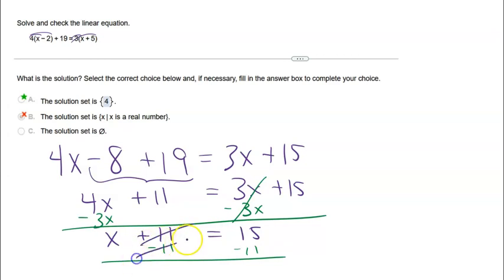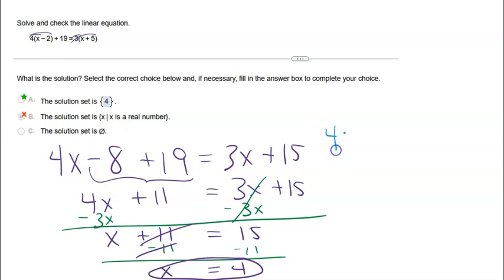All right, the 11's cancel, and I still have x remaining on the left side of the equation. 15 minus 11 is 4 remaining on the right. This appears to be my answer. It did want me to check. I'm going to do that a little bit faster and a little bit smaller and in a different color.